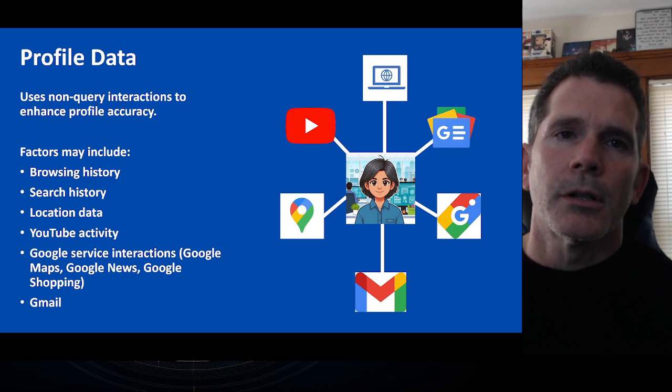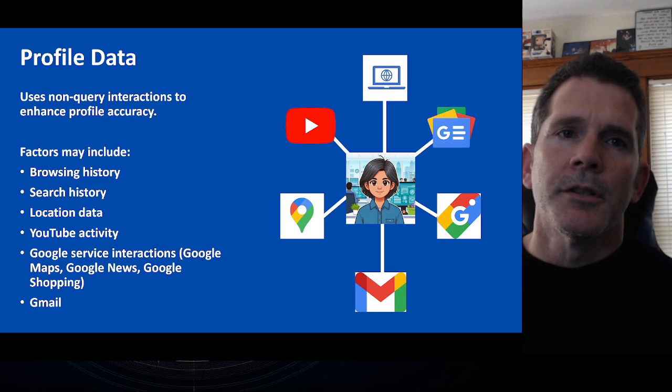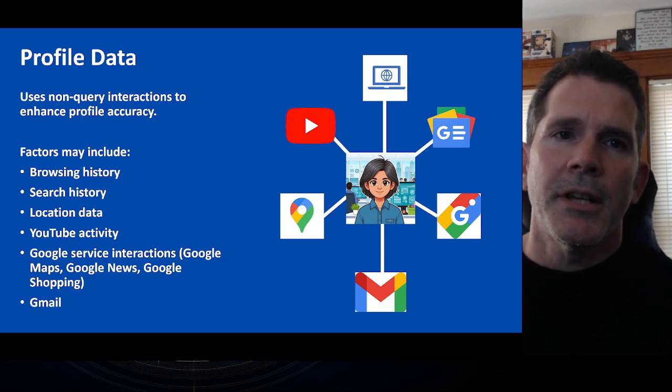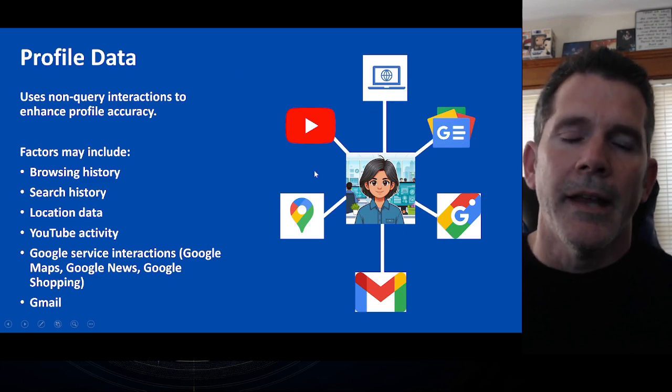So, if a user, for example, frequently visits travel websites, clicks on articles about destinations, the system could potentially prioritize travel content, even if the current search is not specifically in that realm.